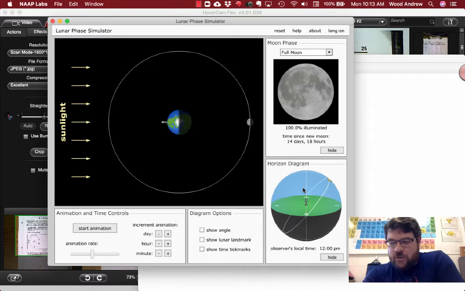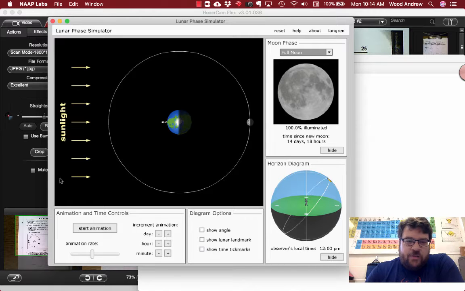All right, we're recording, continuing with our discussion of the moon, and now we're looking more specifically at moon phases. You can see I have another one of those Nebraska Astronomy Department simulations up, and this one is our lunar phase simulator. Up here I can change the moon phase. Right now I have it in the phase of full moon.